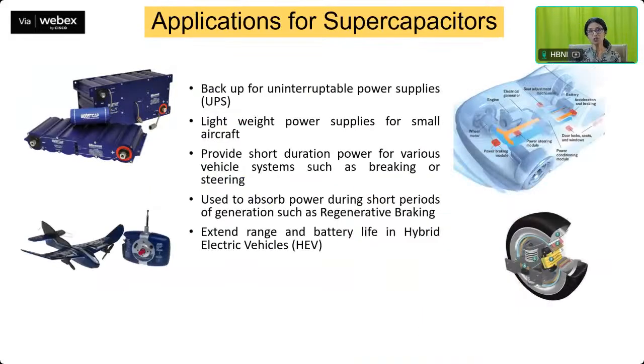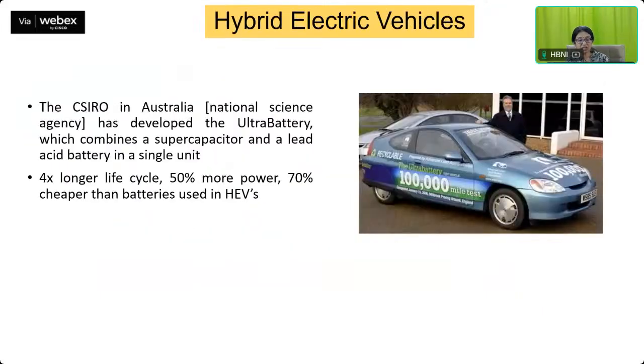What are the different applications of supercapacitors? It is definitely used for backup for uninterruptible power supplies. Then lightweight power supplies for small aircrafts. It provides short duration power for various vehicle systems such as braking or steering. It is used to absorb power during short periods of generation such as regenerative braking. And then it extends the range and battery life in hybrid electric vehicles. So these are the different applications for supercapacitors.